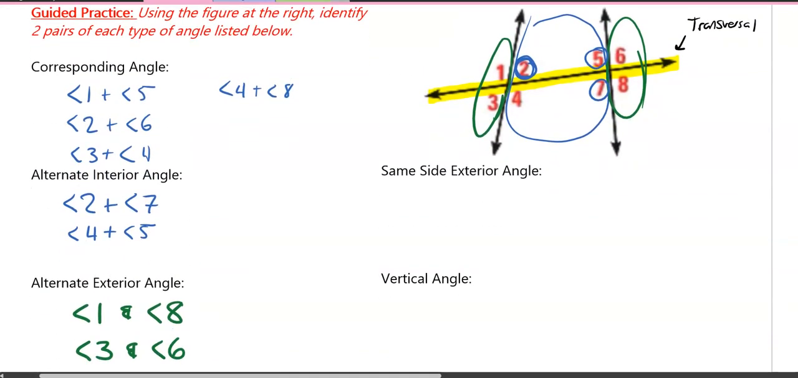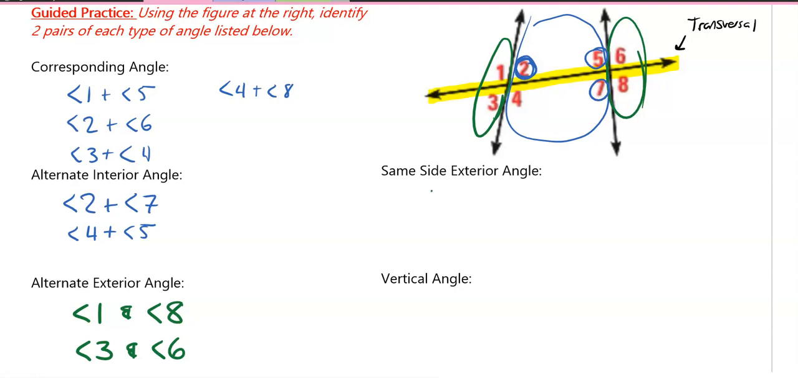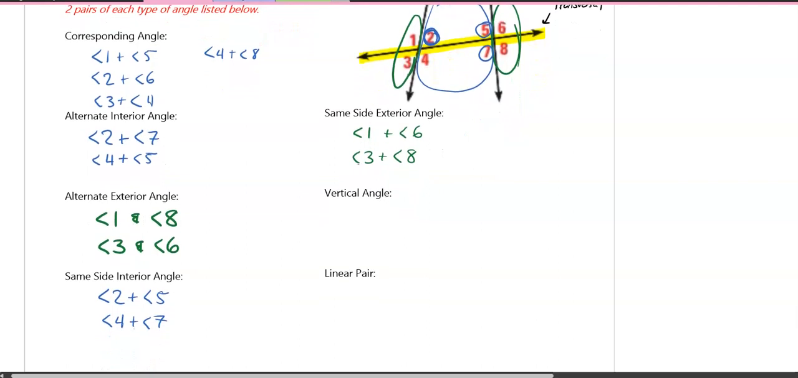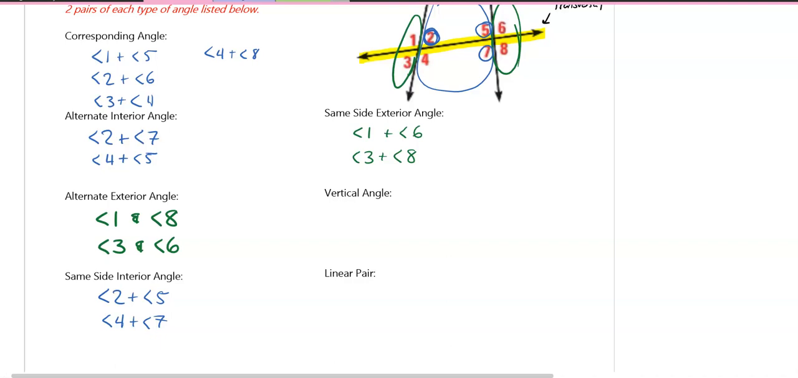And the last new definition, same side exterior, would be using the ones in green there again. So angle 1 and angle 6 are both above the transversal, and angle 3 and angle 8 are both below the transversal. So these are examples of same side exterior angles. So the objective in this video is just to be able to identify these special angle pair types in these situations. Now there's more we're going to do with that, but that's going to come in future lessons.